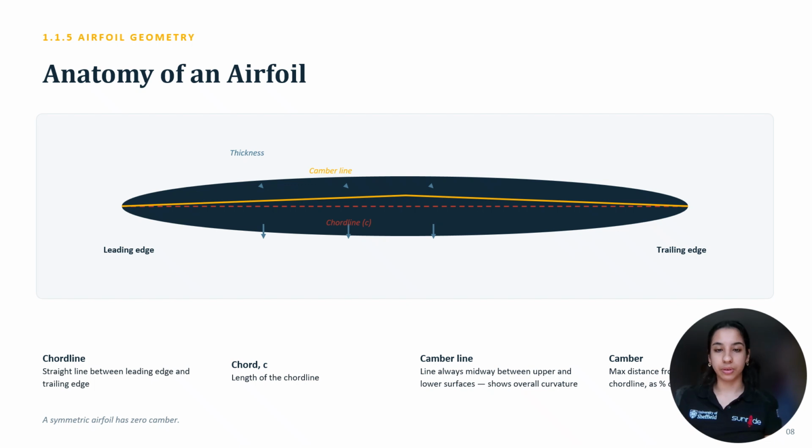Camber line is different. The camber line is a line that is always midway between the upper and lower surfaces. Think about it this way: it's kind of symmetrical, but not obviously. Airfoils are not always symmetrical, but it's curved to look that way, if you understand what I mean.